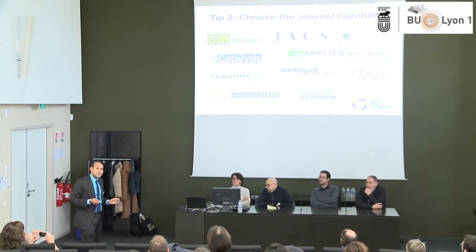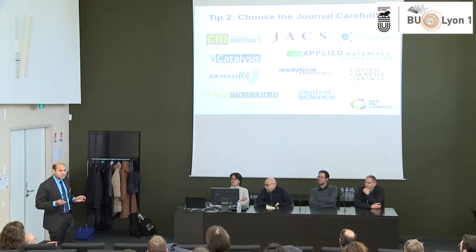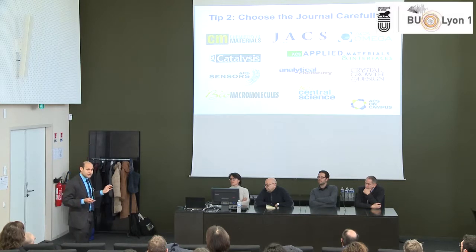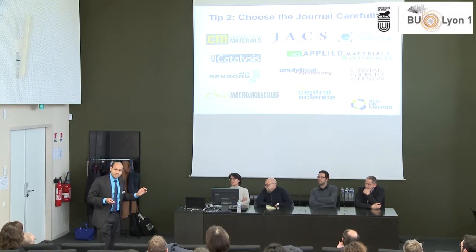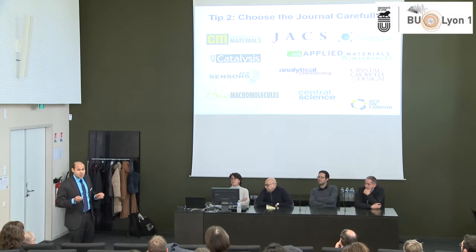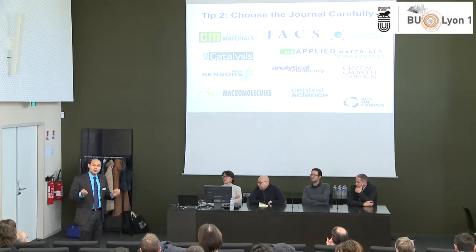Each of them represent a field or a subfield. So for example, we have 10 journals in the ACS portfolio itself, which cover the material sciences. It all comes down to the question and the audience you want to address. You should always aim to write your paper based upon who you want to read it.